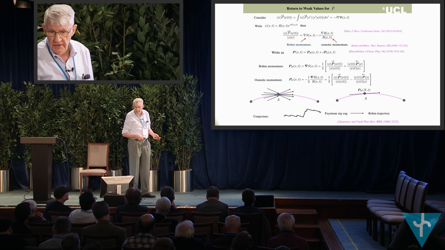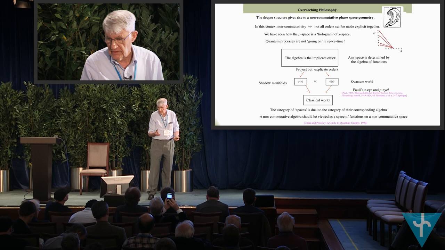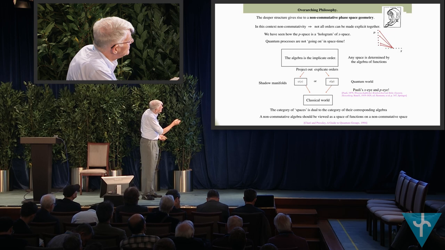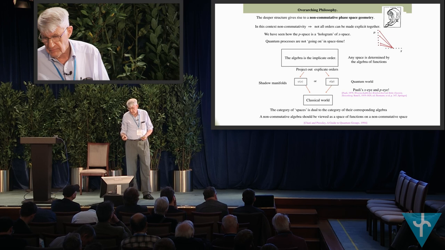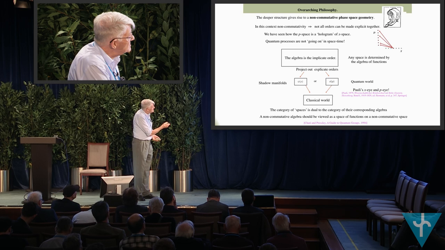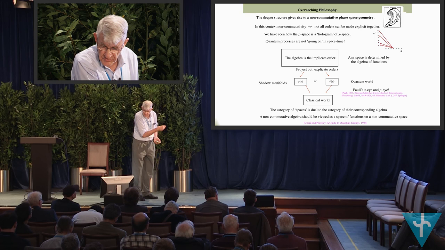Okay, so now I want to just finish off to see how this is related to David Bohm's philosophical outlook. That the deeper structure gives rise to a non-commutative phase space, and in the context of non-commutativity, not all the orders can be manifest at the same time. So you can either talk about the X representation or the P representation. You can't put them into the same picture. Now, the idea then was that the P space is actually a hologram, because I think David used the idea that this point would be exploded under that similarity transformation into all the points of P space. This is really non-locality in a very intense way.